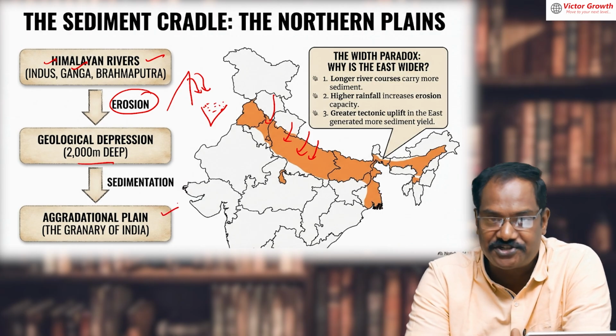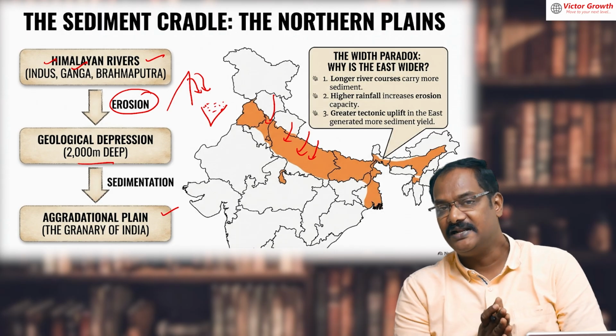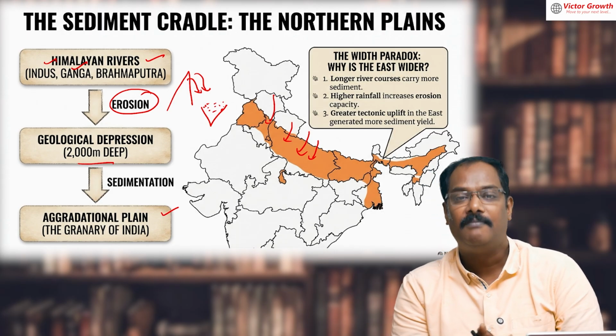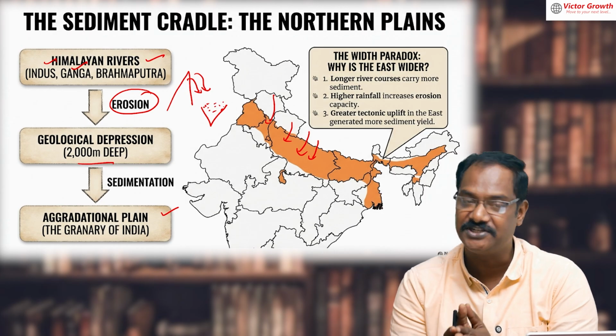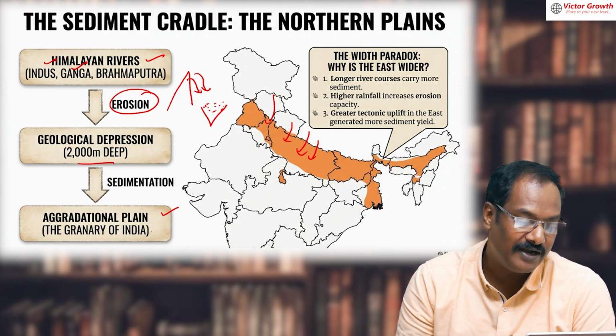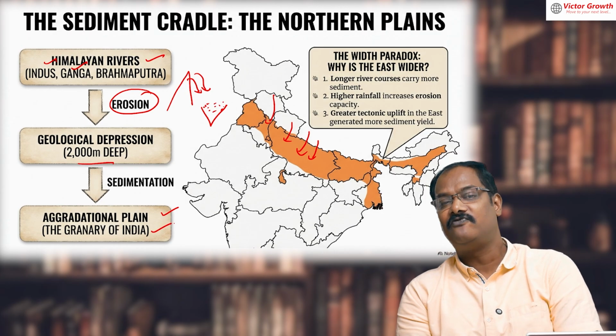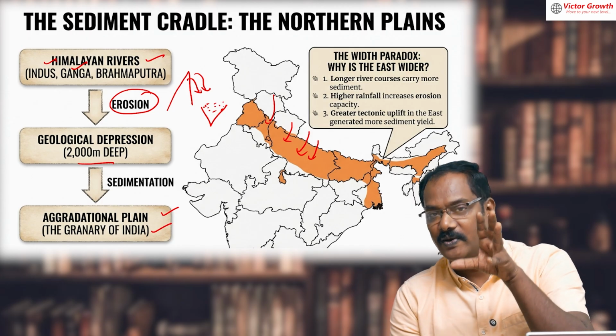India's is not a structural plain. If you go to the Siberian plain, that is a structural plain, naturally a plain. But here it was formed by erosion and deposition. We call this an aggradation plain, and it is the granary of India. Alluvial soil: 40% of Indian soil is alluvial soil.